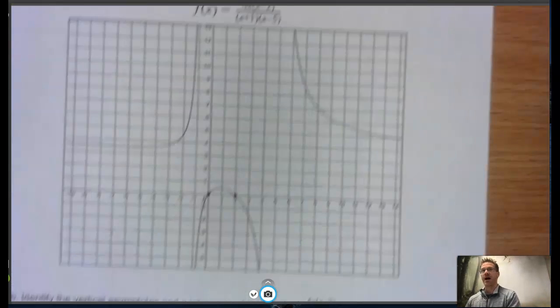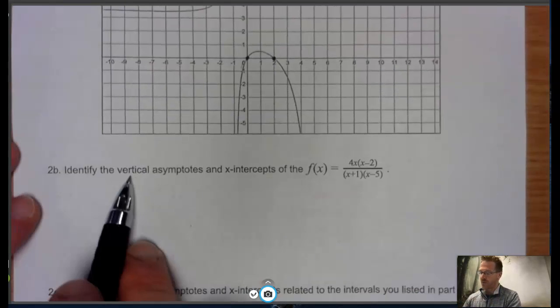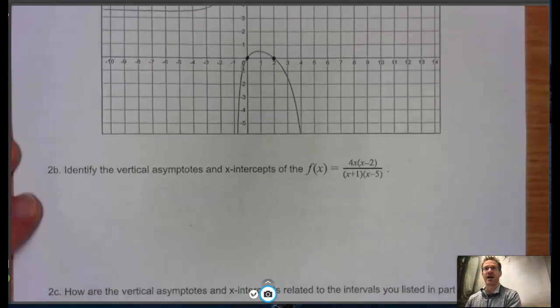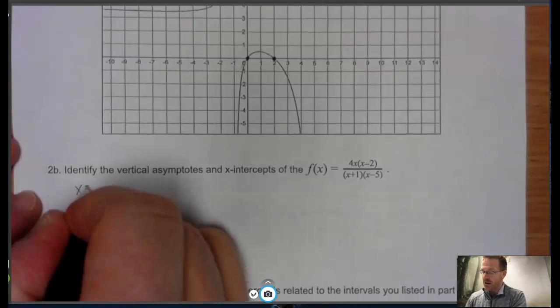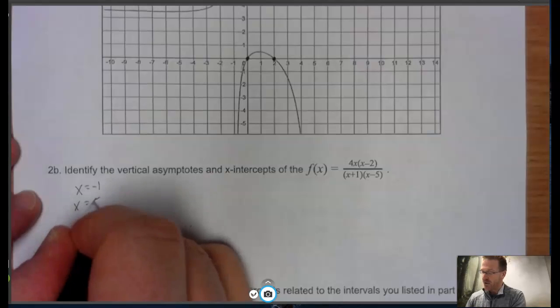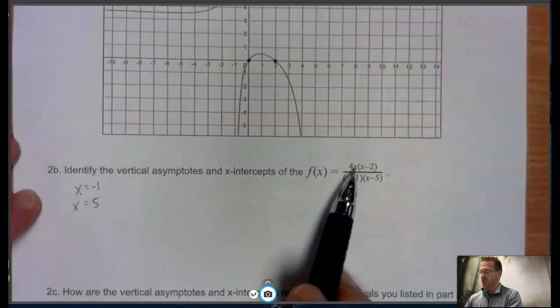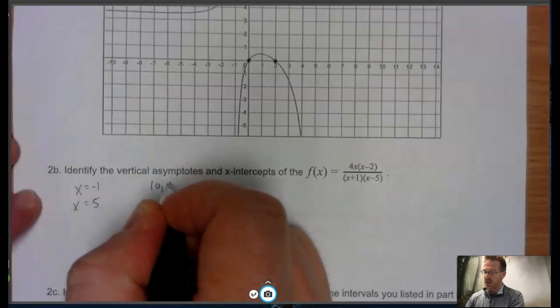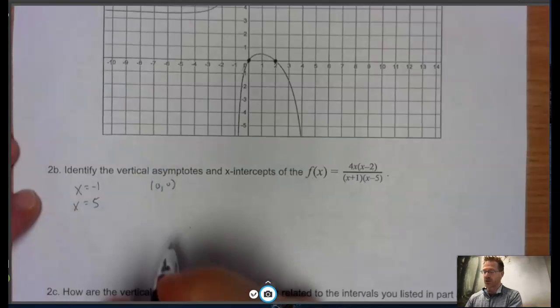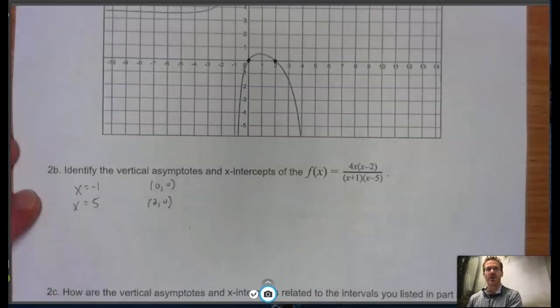Okay, so once again, now let's talk about how that connects. For our vertical asymptotes, we have 2 values in our denominator that make it 0. They are not common factors with the numerator. So we have x equals negative 1 and x equals 5 for our vertical asymptotes. Notice we have 2 factors in the numerator. From this, we get an x-intercept of (0, 0), and from this factor, we get an x-intercept of (2, 0).